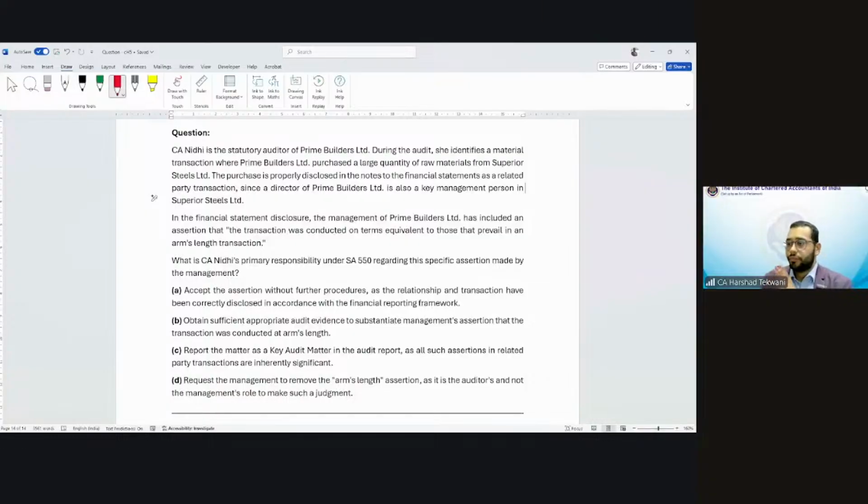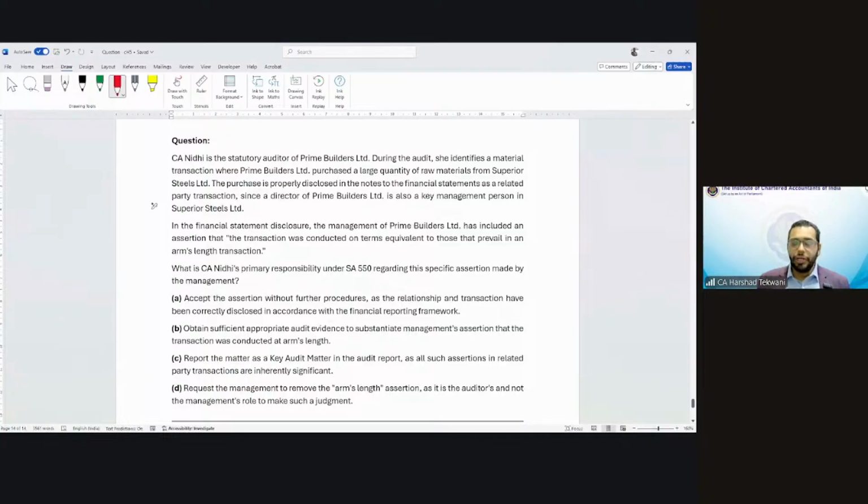Anyone else with a different answer, something else to add? No? Okay. I'll tell you. In this particular scenario, what do the options say? Option A: accept the assertion without further audit procedures. That is totally incorrect. We cannot accept anything without verification, otherwise clause 7 will get attracted. So A is incorrect.